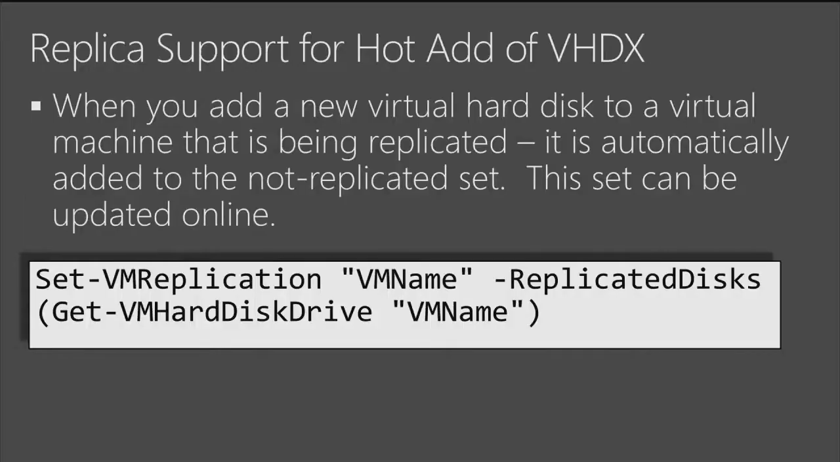This is a nice little trick because you do Set-VMReplication, ReplicatedDisks, and you specify disks. If you just want to say every disk in the VM, you can pass in the output from Get-VMHardDiskDrive on the virtual machine that you're replicating. So that's kind of all our storage availability stuff and cluster availability stuff. But there's a lot more that we've done to increase the availability of virtual machines.